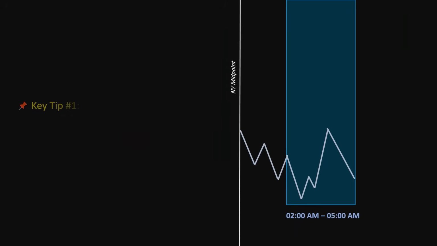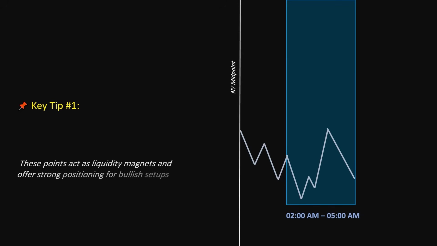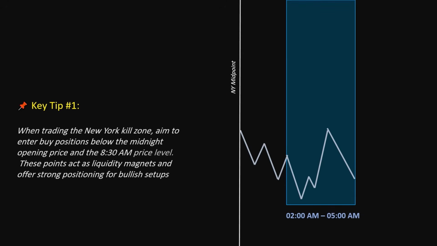Alright, back to the tips. When trading the New York kill zone, aim to enter buy positions below the midnight opening price and the 8:30 a.m. price level. These points act as liquidity magnets and offer strong positioning for bullish setups.